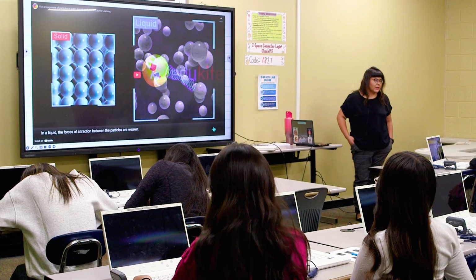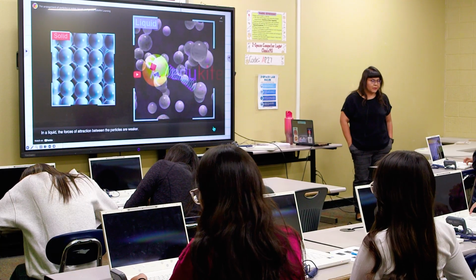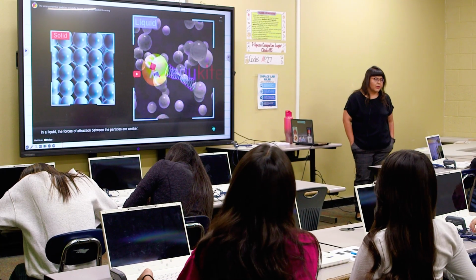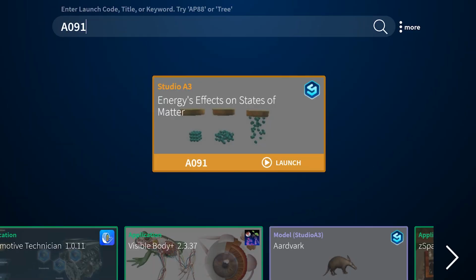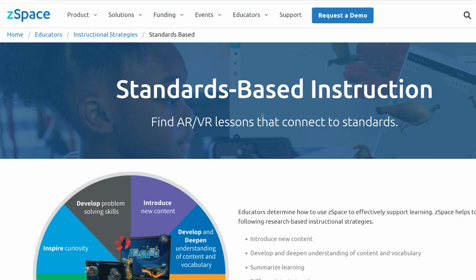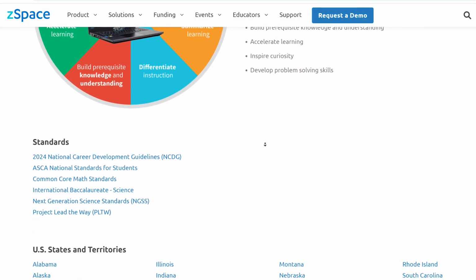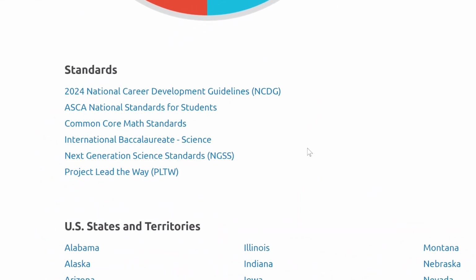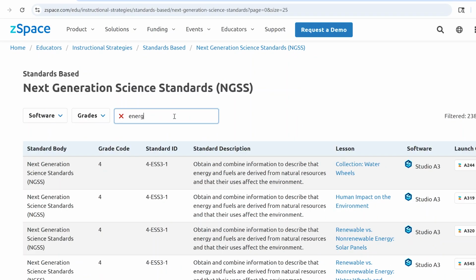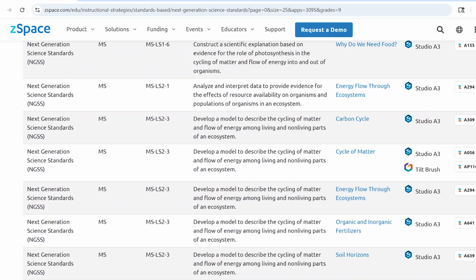So the code that you guys have is on the top. It's A091. So go ahead and get into Z Central with that. When I'm preparing for zSpace, I usually log into the zSpace website. I access it using Next Generation Science Standards. So I type in a keyword, energy or whatever we're studying.